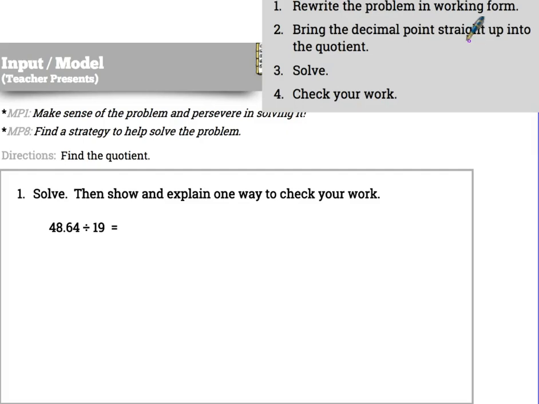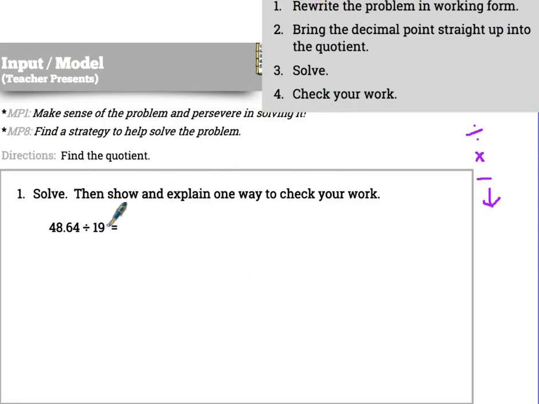So taking a look at our success criteria. Remember, you're first going to write the problem in working form. Bring the decimal point straight up into the quotient. That means I do not have a decimal in my divisor. Solve, and then check your work. I'm also going to write the steps for division. When you first start, you divide, you multiply back, you subtract and compare, and then you bring down. Okay, so those are the two things I need to remember.